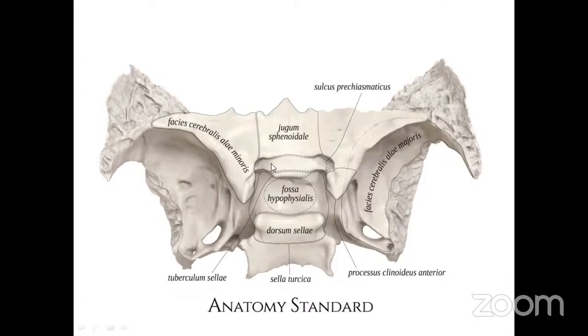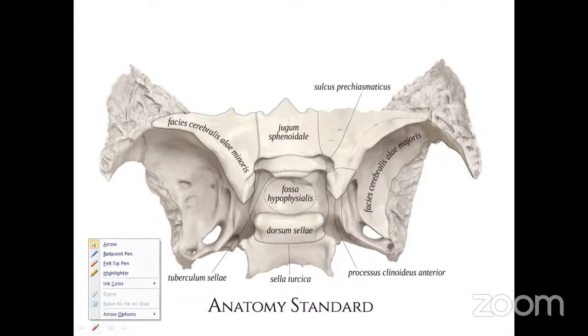Then we have a depression, which is known as the prechiasmatic sulcus. Then we have an elevation, which is known as tuberculum sellae. Then again a depression, which is known as the hypophyseal fossa or sellar cavity proper. Then again an elevation, which is known as dorsum sellae. And then we have the sella turcica or clivus bone. So if we go from front to back, we have elevations and depressions.